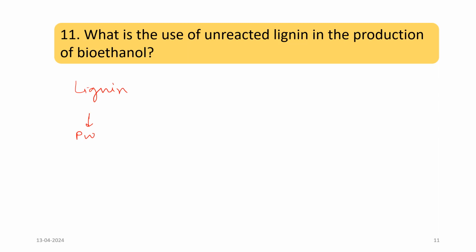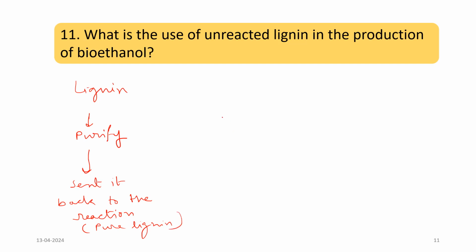So we can now purify this lignin and send it back to the reaction, right? This is one step, one process.